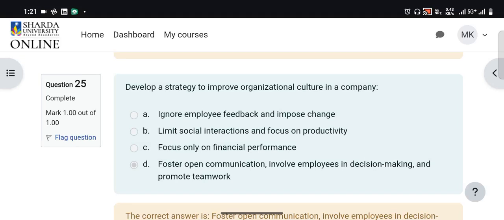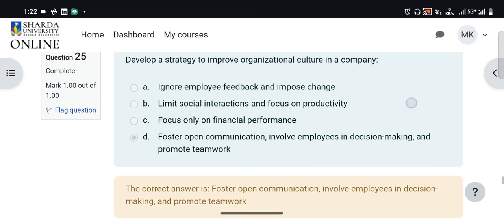Question number 25. Develop a strategy to improve organizational culture in the company. Option A, ignore employee feedback and impose change. Option B, limit social interactions and focus on productivity. Option C, focus only on financial performance. Option D, foster open communication, involve employees in decision making and promote teamwork.